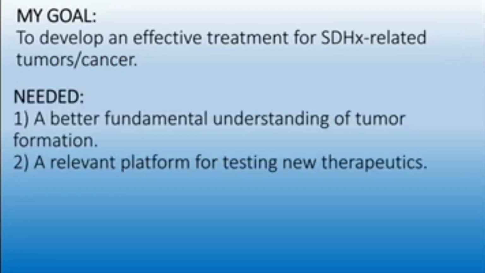So in order to develop an effective treatment for SDH cancer and tumors, we really need to better understand how these tumors form. So that's first and foremost. And you can't do that easily in people because you can't watch the whole process of tumor formation. You can only collect the tumor at the end, possibly from surgery, but you don't know how it began and how you got there. Also, you need a way to test new drugs and new therapeutics.